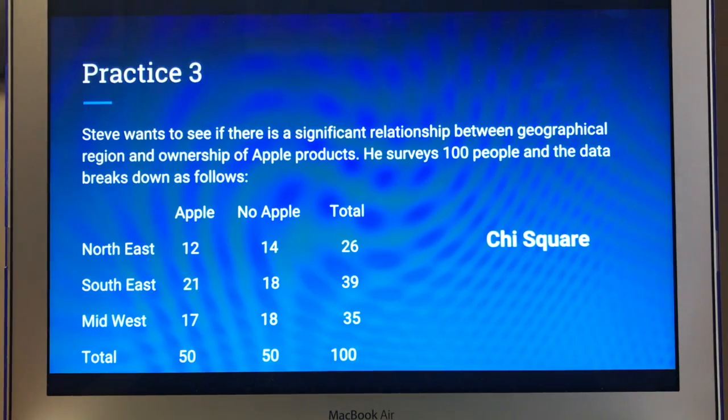So this is a chi-square, and in chi-square we have goodness of fit, and we also have the test of independence. So if you want to take a moment to figure out between the two, this is a good time to pause here.